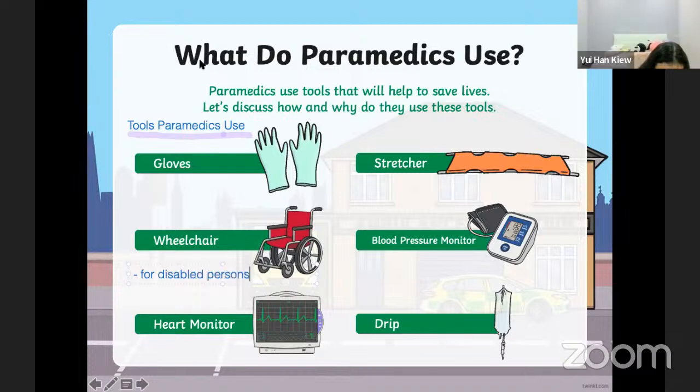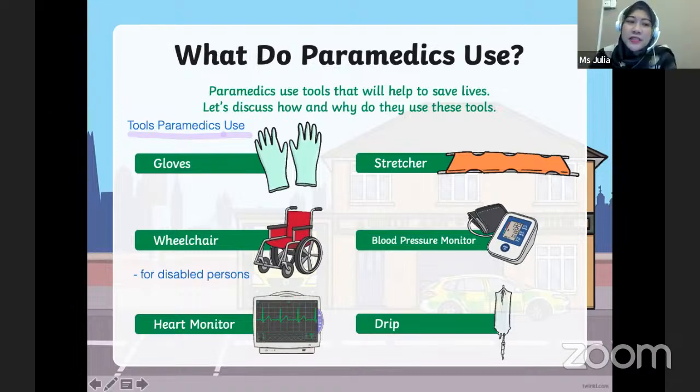Okay, next go to number 3, Johan. Heart monitor. Okay, for what do we use heart monitor? To check someone's heart, is it okay or not? Okay, good. So you see this?